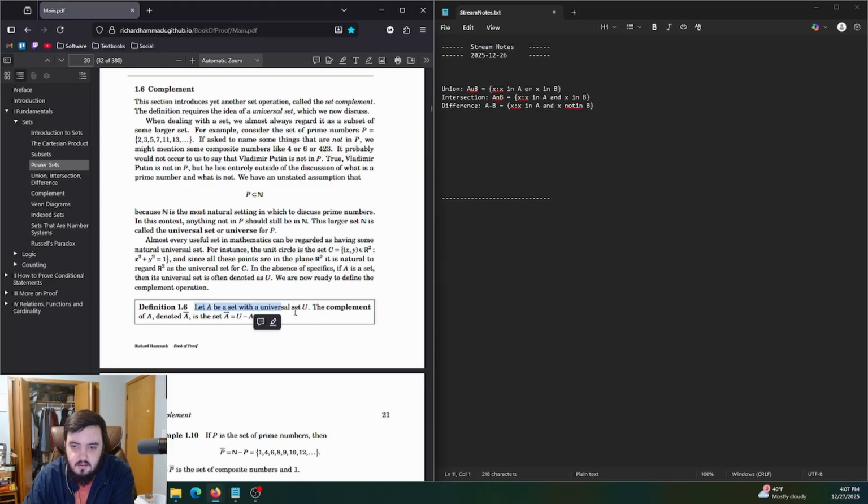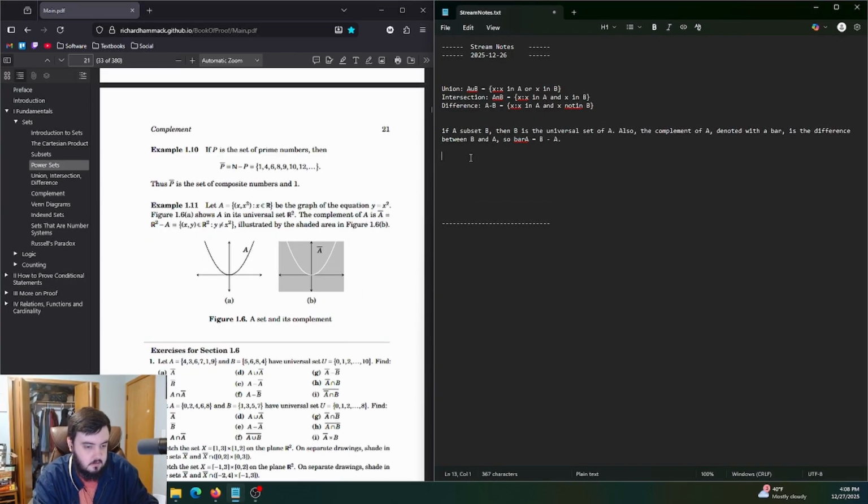Let A be a set with a universal set U. The complement of A, denoted A bar, is the set U minus A. And what is the universal set? Anything not in P should still be in N. The larger set N is called the universal set, or universe for P. Okay. So let's do an example.